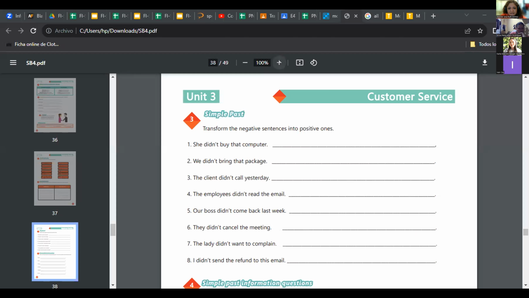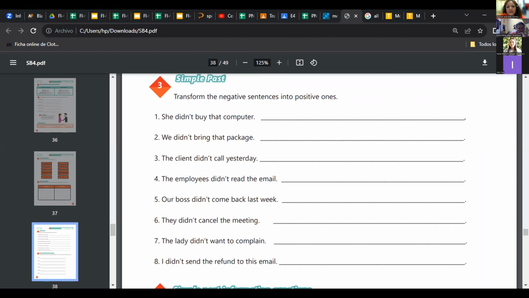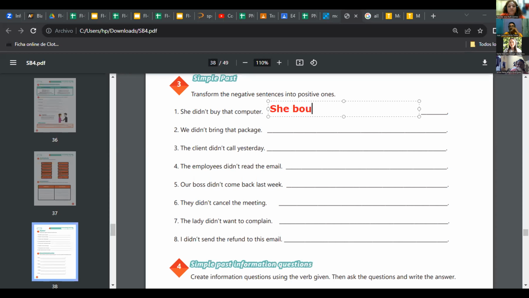Okay, so right now here, we have some sentences. What we're going to do is, we're going to do it together, okay? You have here some sentences that are negative, and they are in past, of course. You are going to help me type the sentences in the affirmative way. So for example, if you say, she didn't buy a computer, what is the affirmative form? She bought that computer. Very good. Excellent.